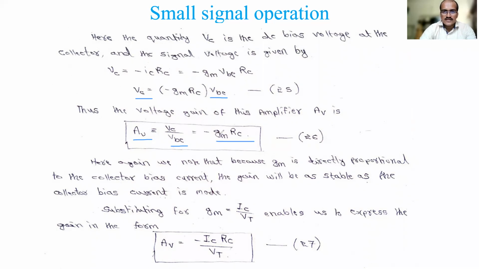If we substitute for GM, you'll get AV as another relation. Here again we note that because GM is directly proportional to the collector bias current, the gain will be as stable as the collector bias current is made. Substituting for GM, IC by VT, another equation for voltage gain is minus IC by VT into RC.